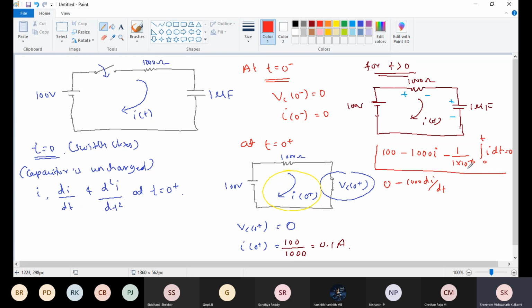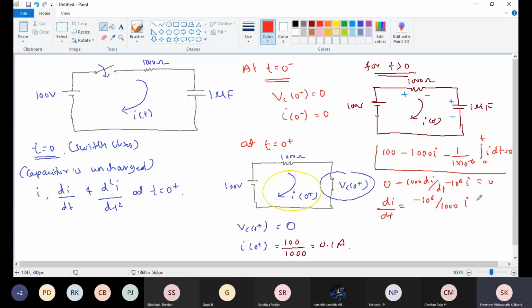Here, 10 raised to minus 6 in the denominator comes to the numerator, plus 10 raised to minus 6 minus 10 raised to plus 6 into, if I differentiate the integral 0 to t of I dt, it will become I equals to 0. Now I got di by dt is equal to minus 10 raised to 6 divided by 1000 I.